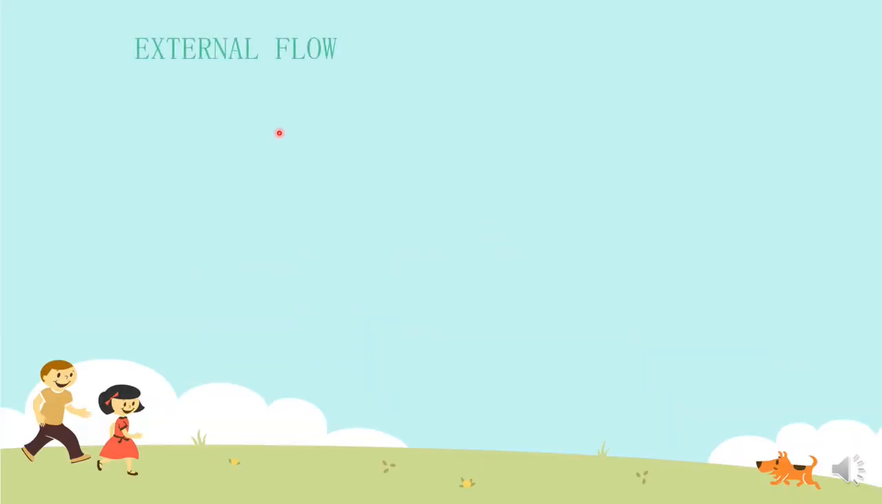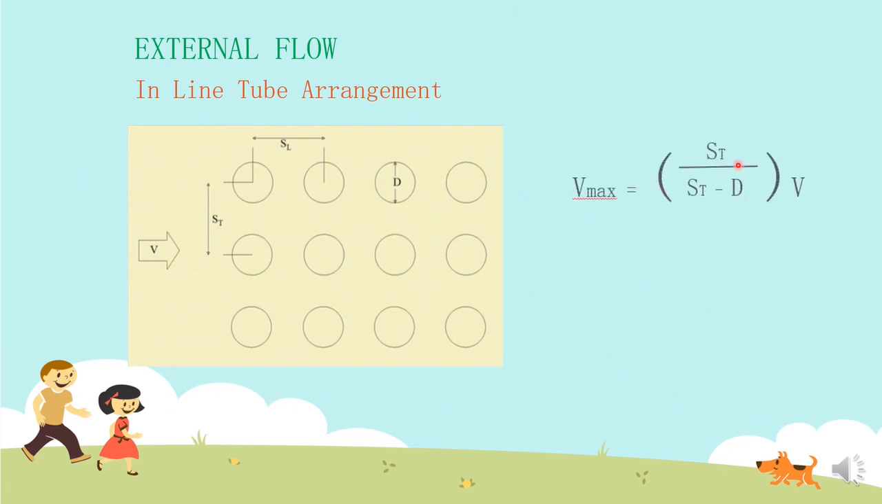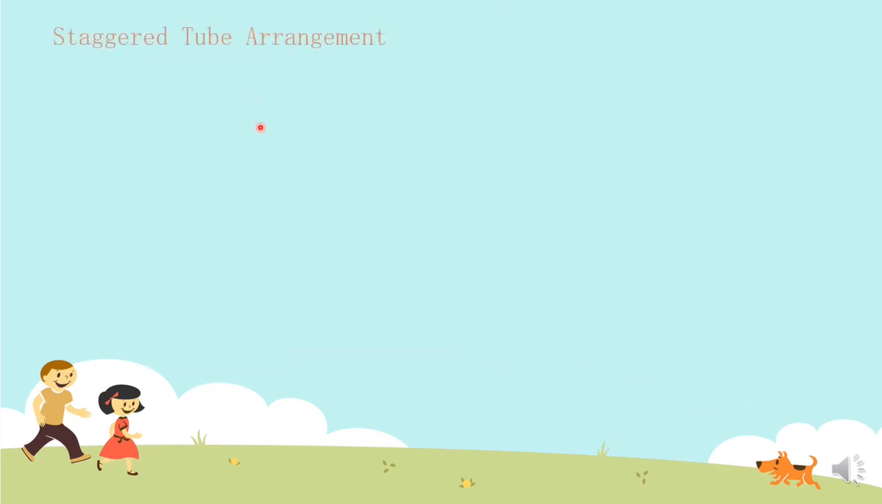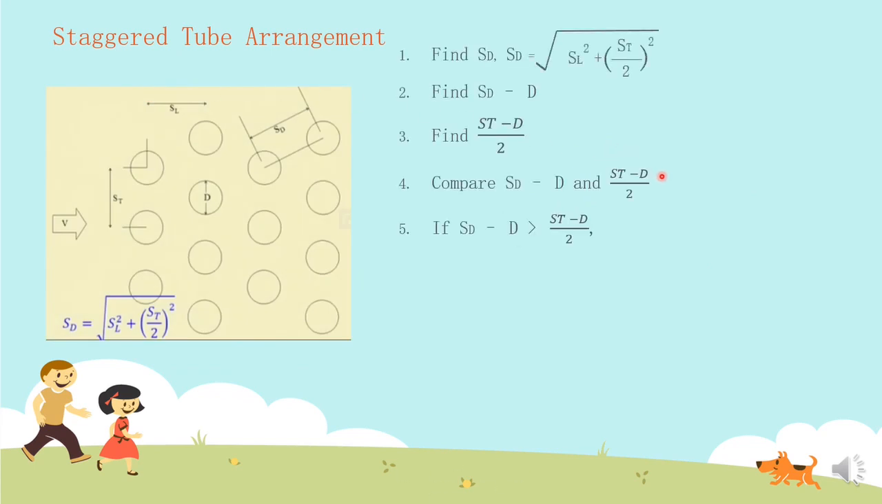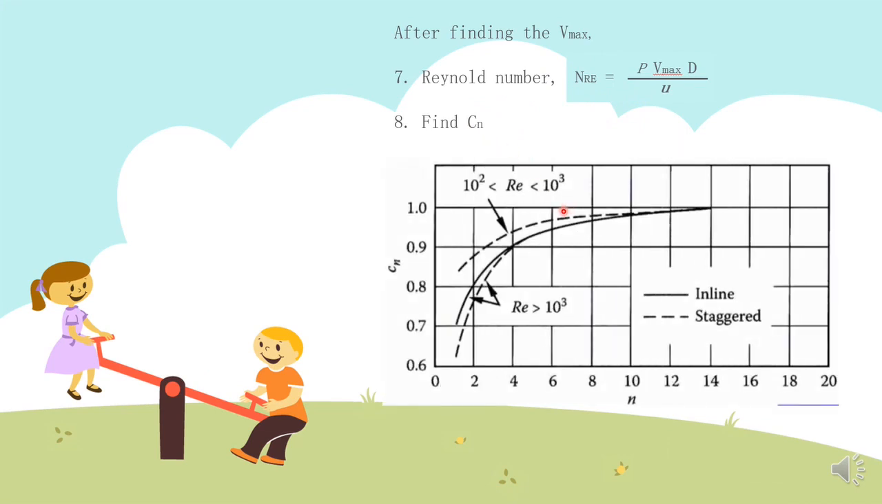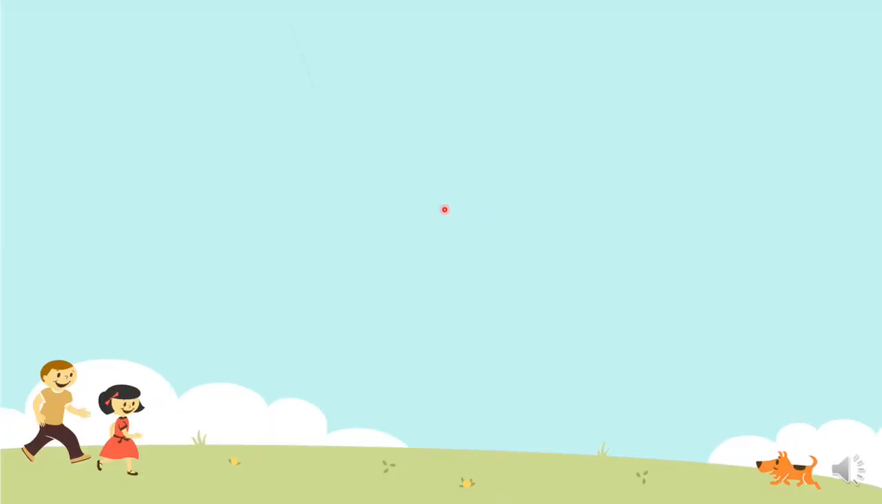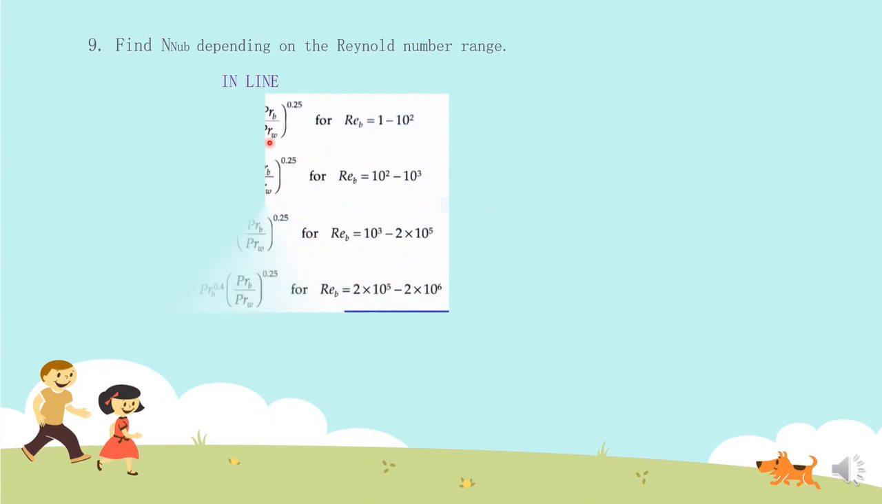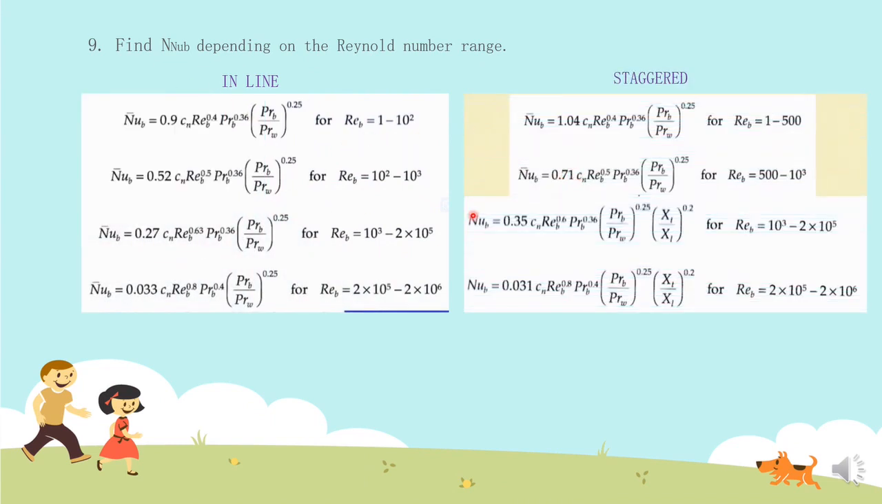For the heat transfer coefficient, for external flow with an inline arrangement, the maximum velocity can be found by using these equations. For the staggered tube arrangement, the maximum velocity can be found by using these two equations. After finding Vmax, we have to find the Reynolds number and the Cn value using this graph.